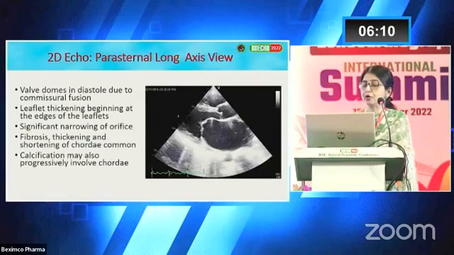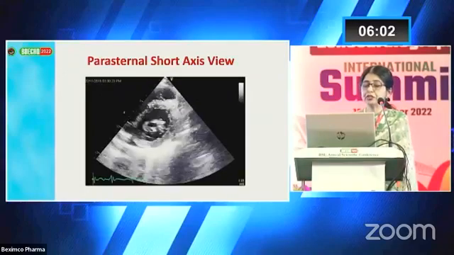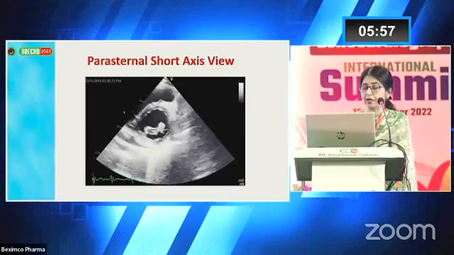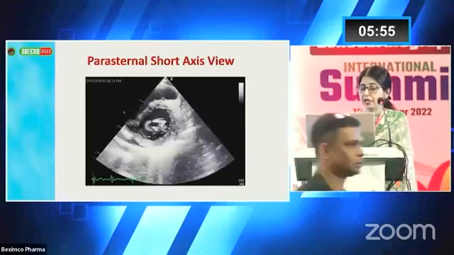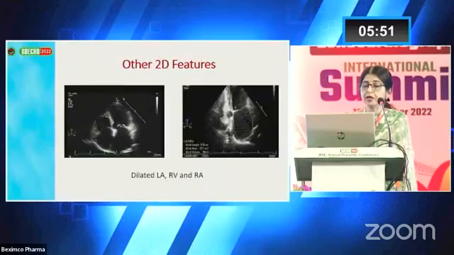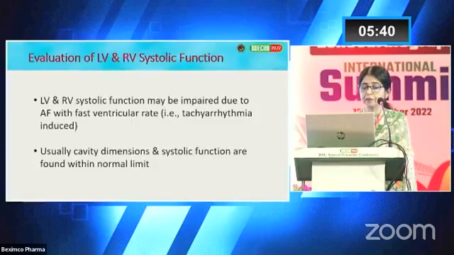This thickening may progressively involve chordae. So we can see here the chordae are thickened, along with enlargement of the left atrium. Short axis view showing the commissural fusion, and the mitral valve orifice is elliptical and severely reduced, and it indicates that mitral stenosis is severe. Other 2D features to look for in association with the mitral valve morphology: here we can see the dilated LA and dilated RV and RA when there is RV volume overload.